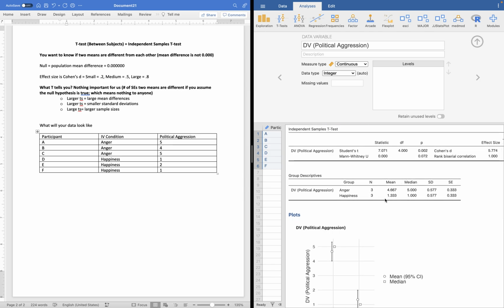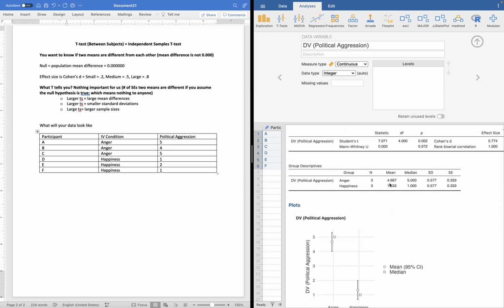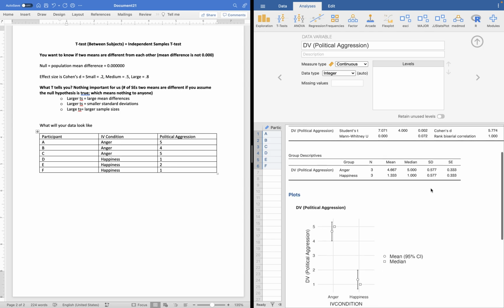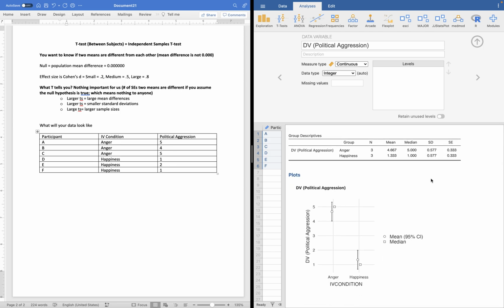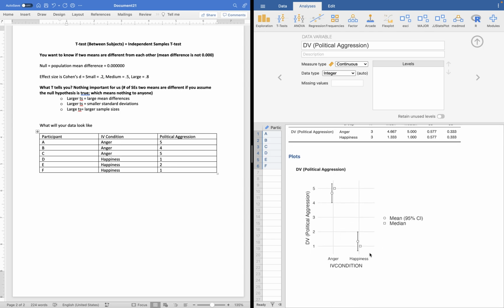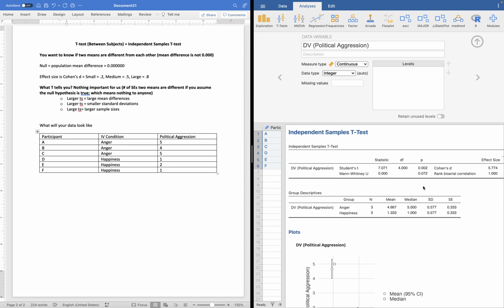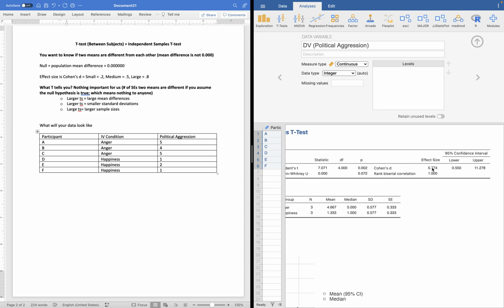So that's really what's going on here. You have your group statistics where we have angry people are more politically aggressive than non-angry people. We have the standard deviations are the same, so that's good. Nothing really weird going on in the conditions. And here's our picture of our results. Now, one of the things I want to point out is that this result was in line with my prediction. So the sign on my effect size should be positive, which it is. So I don't have to change anything.